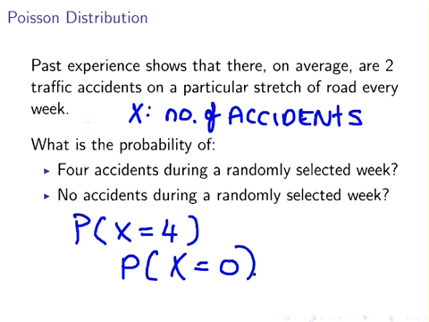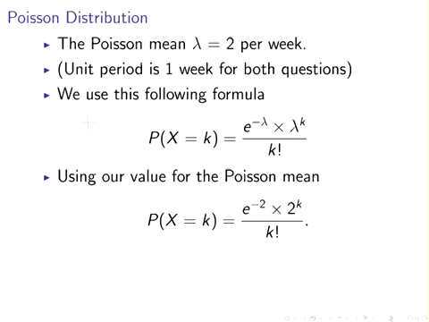Okay, what's the information we're given? The Poisson mean in both cases is lambda equal to 2 per week. So this is our Poisson mean. Just as a remark, the unit period stays the same for both questions. It's 1 week. There are some questions where the unit period might change, and that's something you have to look out for. It's not relevant in this case.